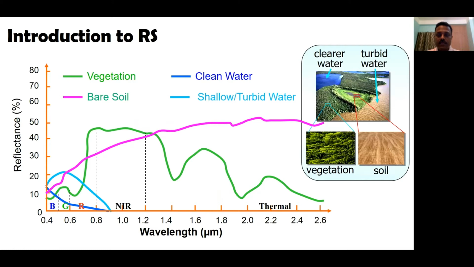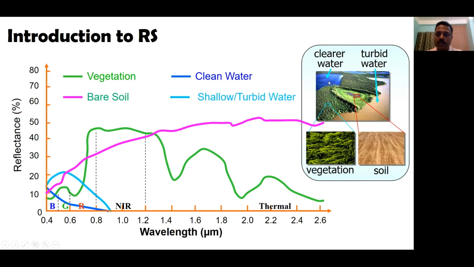Next is just a continuation of the previous slide, but here we will try to investigate the spectral signature in a detailed manner. So we are comparing different objects now, and these objects are vegetation, bare soil, clean water, and turbid water. This slide actually describes these 4 different types of objects.